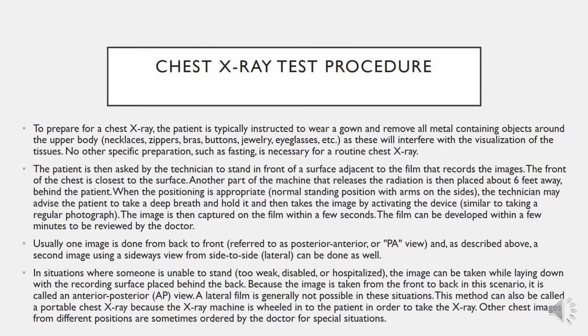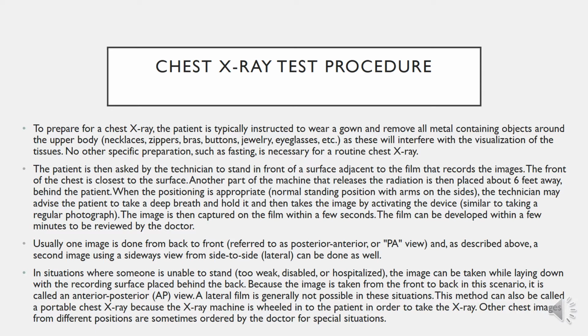Chest X-ray test procedure. To prepare for a chest X-ray, the patient is typically instructed to wear a gown and remove all metal-containing objects around the upper body, like necklaces, zippers, bras, buttons, jewelry, eyeglasses, etc., as these will interfere with the visualization of the tissues. No other specific preparation such as fasting is necessary for a routine chest X-ray.